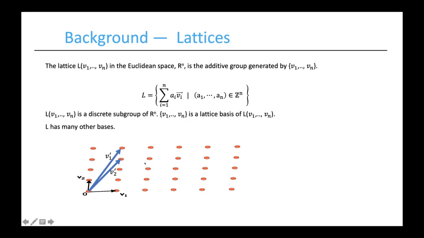Every lattice has many bases. Like in the picture, the red points are lattice points, and V1 and V2 are vectors. V1 and V2 are a basis of the lattice, and the blue vectors, V1 prime and V2 prime, are also a basis of the lattice.